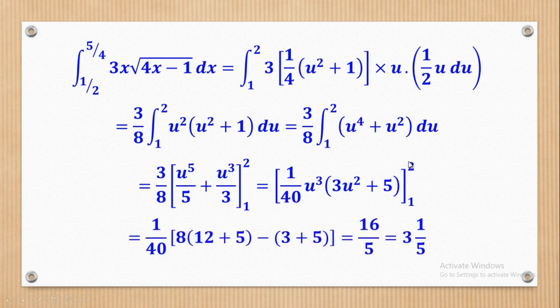Next is to substitute the limits. I'll begin with the upper limit. When I substitute this upper limit, I'll come up with this bracket. And when I substitute this lower limit, I'll come up with this bracket. And when I use the calculator to evaluate all, I'll come up with 16 over 5, which can be reduced to 3 1/5. And that will be your answer.